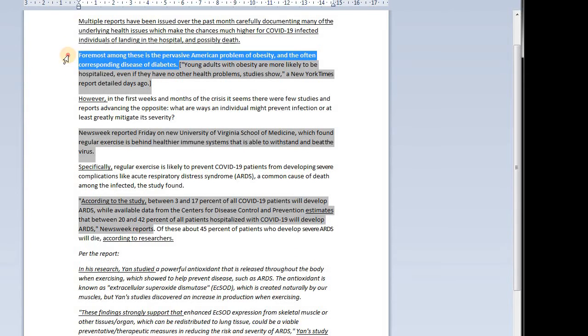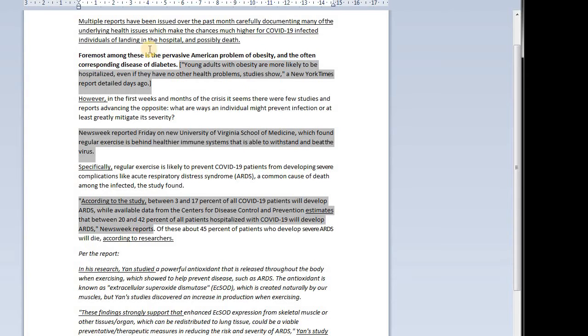Now here we have a nice first introductory sentence to the section that follows. Foremost among these is a pervasive American problem of obesity and the often corresponding disease of diabetes. So this is the first issue that is mentioned here. And then we have something that you will probably need to do in your BA and MA papers.